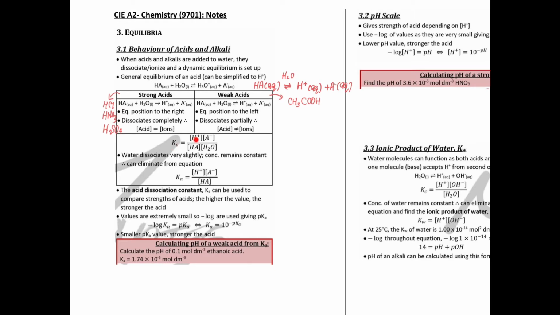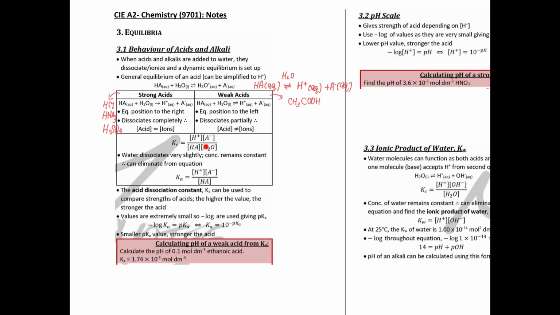So we put the concentrations of the ions on top, as you can see here: the concentration of H plus and the concentration of the anion. And at the bottom, we put the concentration of the acid molecule together with the concentration of water. But the concentration of water is a troublesome thing here.